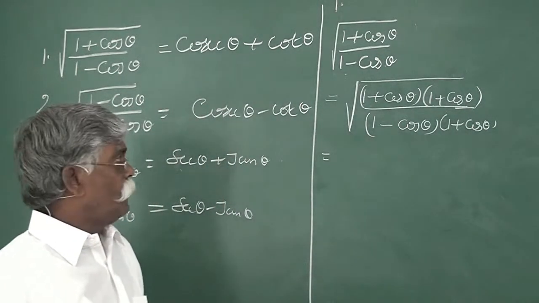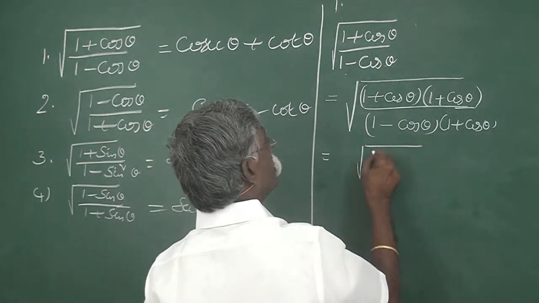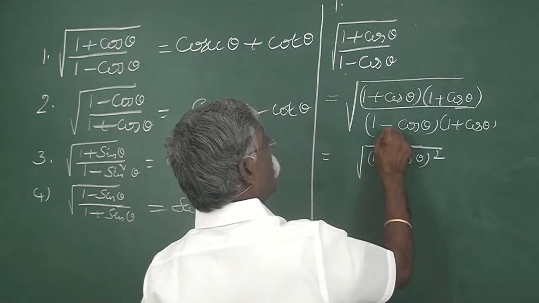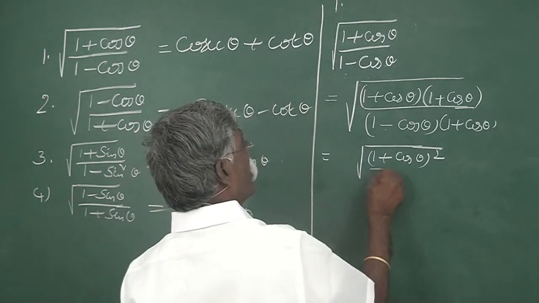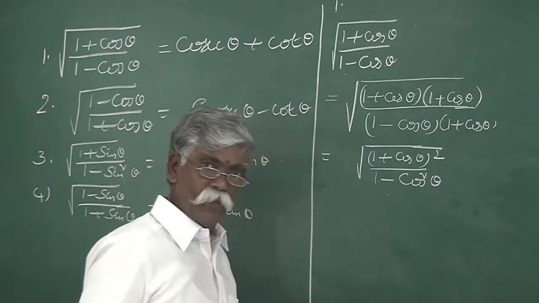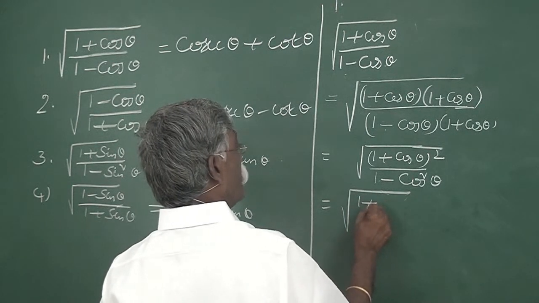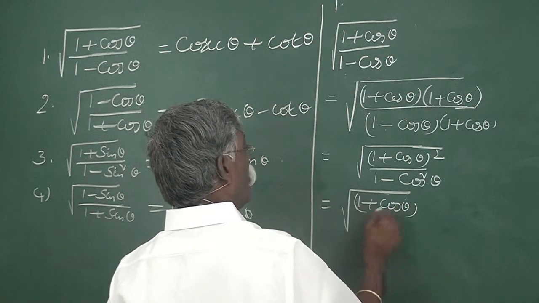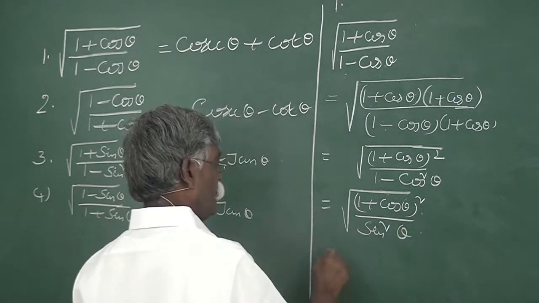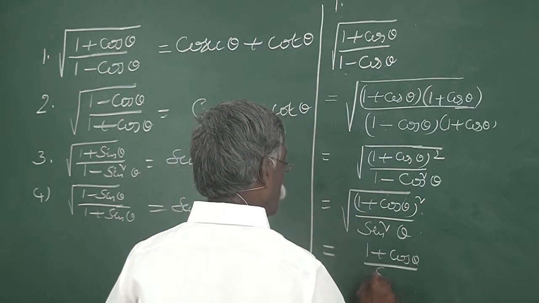Now the numerator is 1 plus cos theta whole square under root. This is 1 plus cos theta whole square, and the denominator 1 minus cos into 1 plus cos is 1 minus cos square theta, and 1 minus cos square theta is sin square theta. Therefore, 1 plus cos theta whole square by sin square theta. So this is 1 plus cos theta by sin theta.